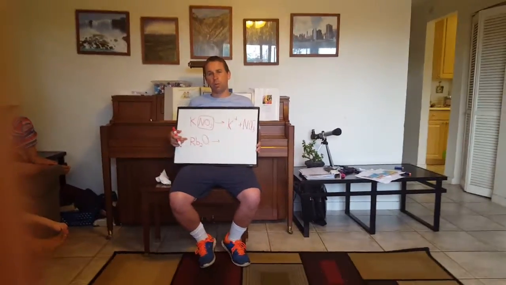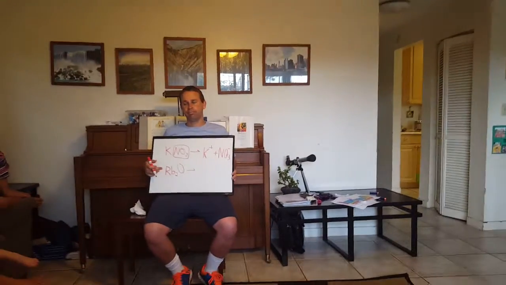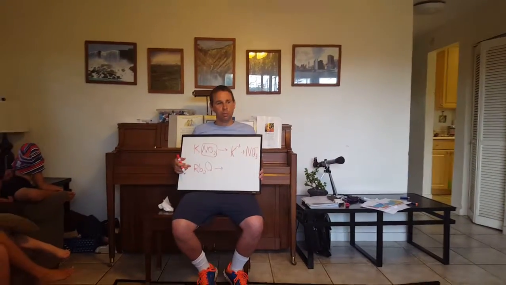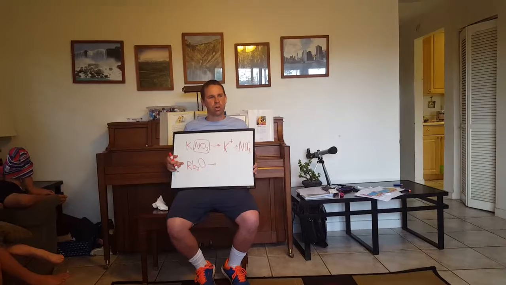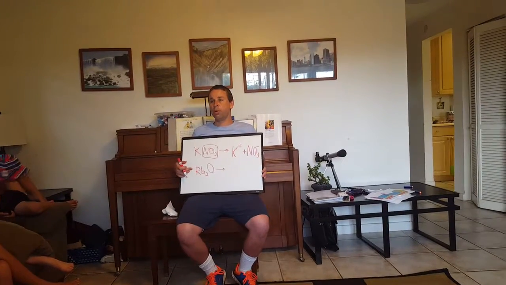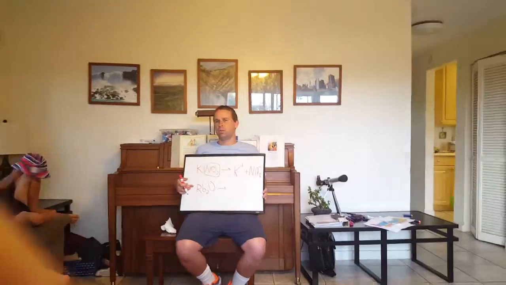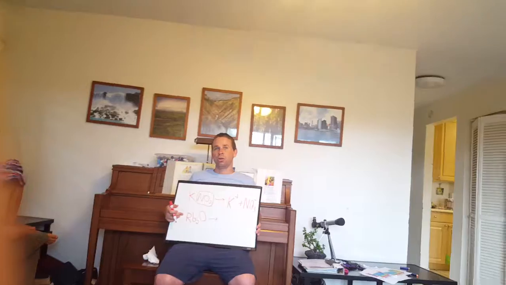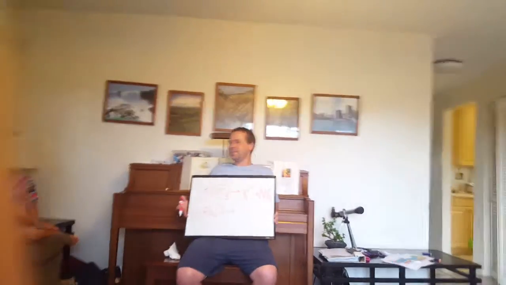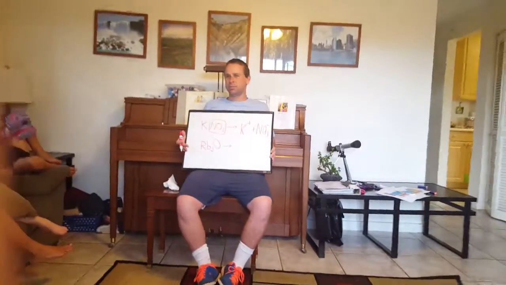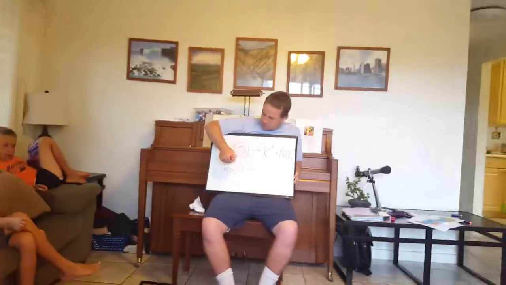But what about rubidium? What do we know about rubidium? Let's find rubidium on the chart. It's number 37. Where is it? It's in the first row. So it's soluble. How do we know it's soluble? Because it's in the first row.